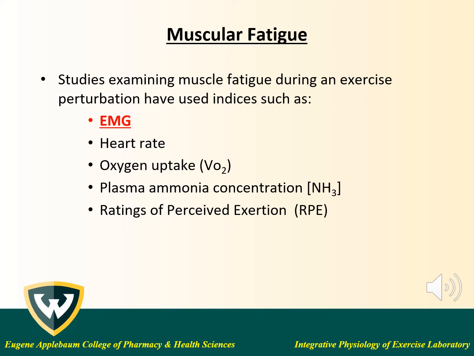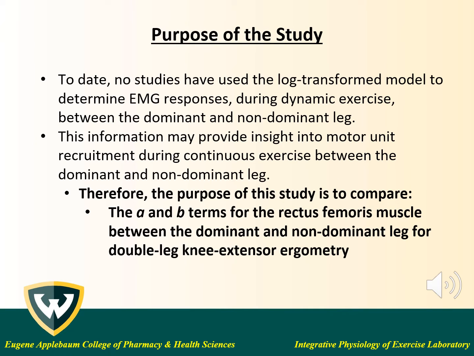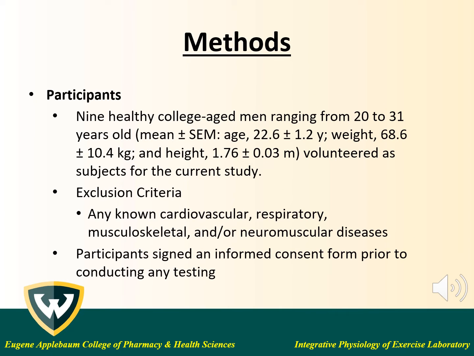In physical therapy, EMGs can be used to obtain better information on neuromuscular diseases and muscle recruitment, appreciate how the human body's muscles function in response to therapeutic exercise, or potentially improve patient care and reduce medical costs. The purpose of our study is to use the log-transformed model to compare the difference between the dominant and non-dominant limb during exercise. The participants in our study included 9 healthy, college-age males who play soccer.